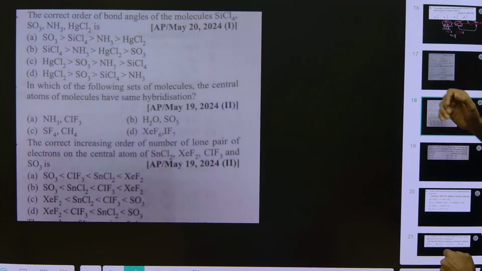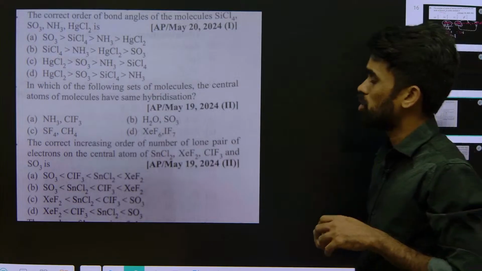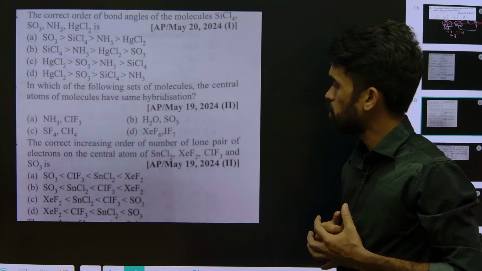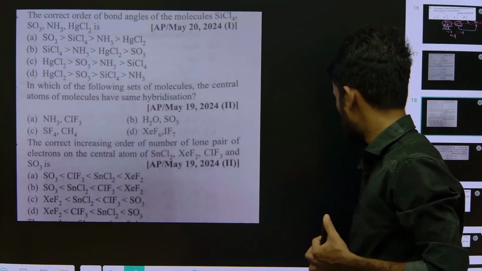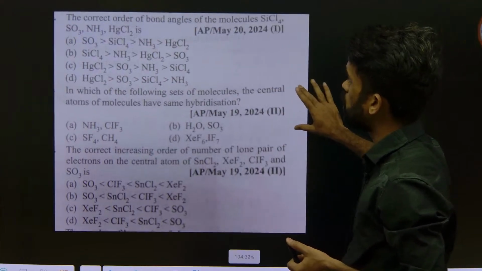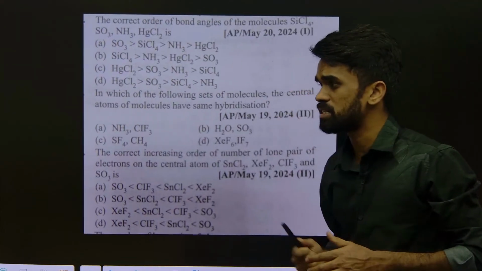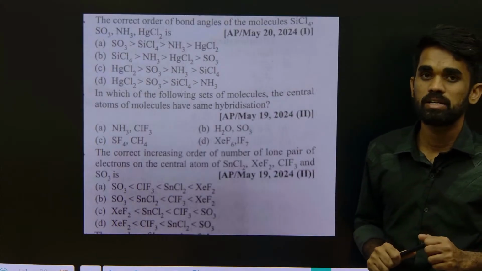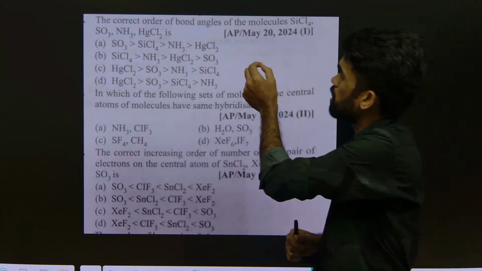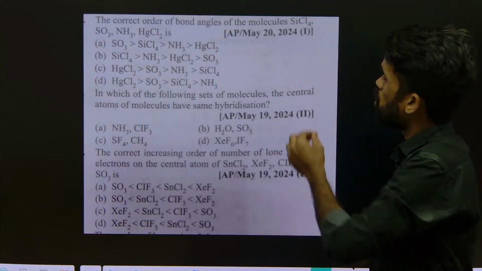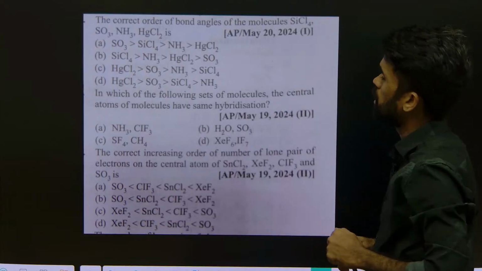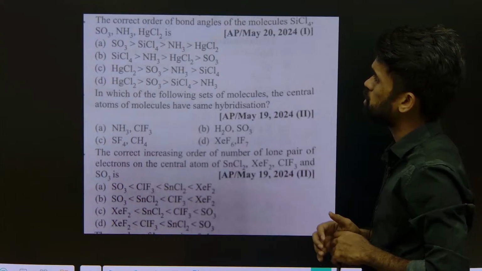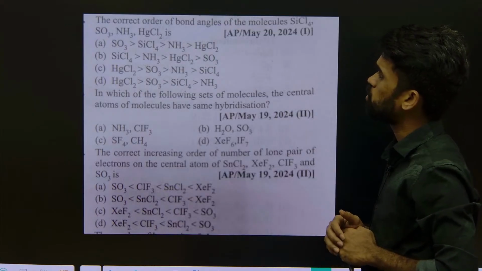Look at these questions again. These are from chemical bonding. So I hope you can answer this very easily. If you are facing difficulty to answer this, just watch my sessions which I have done on chemical bonding for EAPCET 2026. Right. The correct order of bond angles of the following molecules. They have given SiCl4, SO3, NH3, HgCl2.